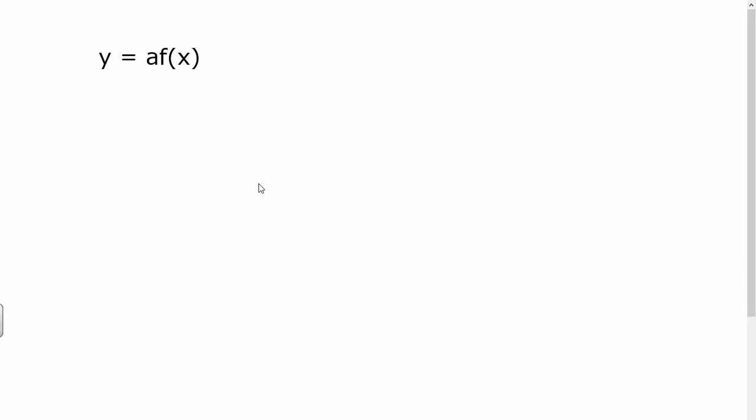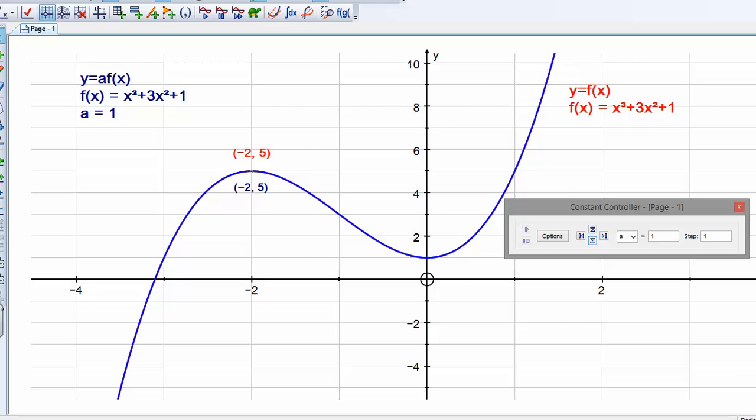Now let's look at the third transformation, which is when we multiply our function by a number a. So we're going to have a look at y equals a f of x. So let's have a look at an example. I've got the same function here, f of x, which is a cubic, and I've got here y equals a f of x, and my a is 1, so the graphs look the same. So let's increase a and make a 2.